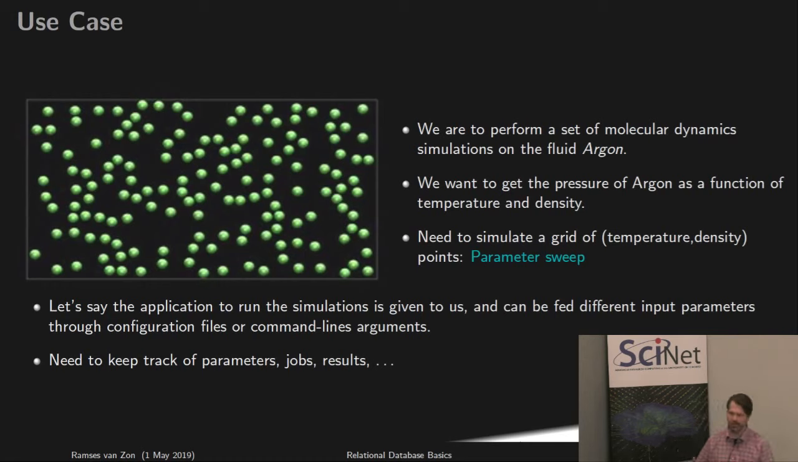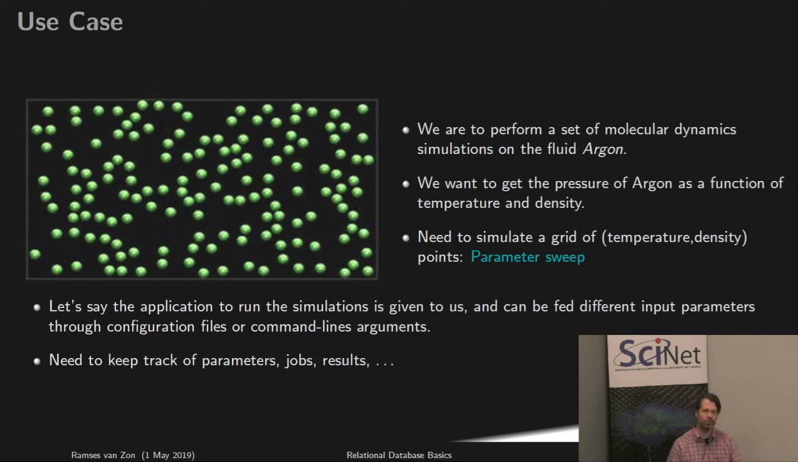My background is in physics and chemical physics, and I used to do a lot of molecular dynamics simulations, and this use case reflects that. So here's a bunch of green balls in a box, but we're going to pretend that these green balls are actually argon atoms, and that this is a gas, an argon gas or argon fluid. We want the pressure as a function of the temperature of the box and the density in the box, so the number of particles we put in this box.